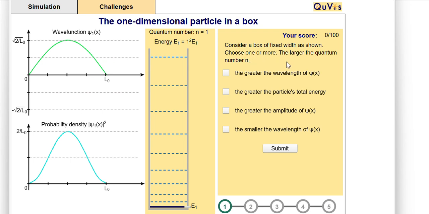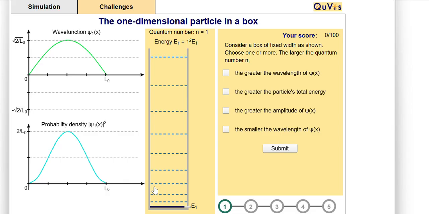Choose one or more correct answers. The larger the quantum number n, so as n increases, what happens? Does the wavelength become bigger? All right, so you can check. So this is the wave. This is half the wavelength, because the wavelength is supposed to be like that.